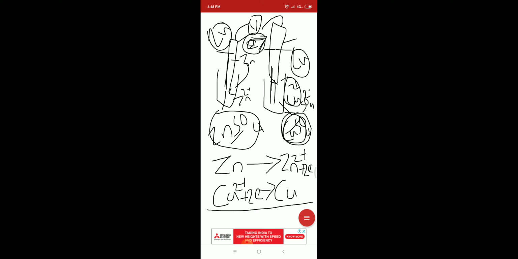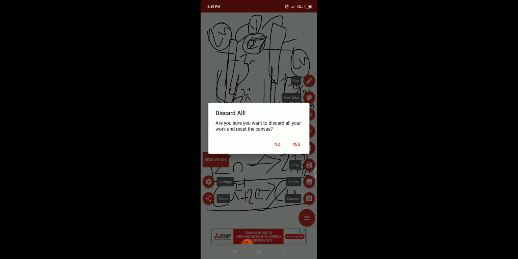How is it a redox reaction? In the previous class we discussed that in the first arrangement, oxidation is happening in the zinc sulfate solution, and in the copper sulfate solution reduction is happening. So it is a redox reaction.